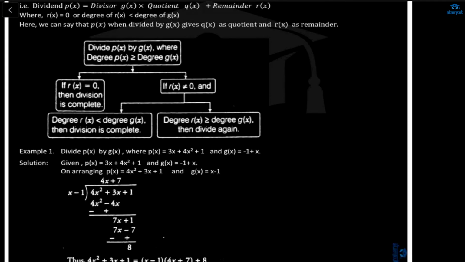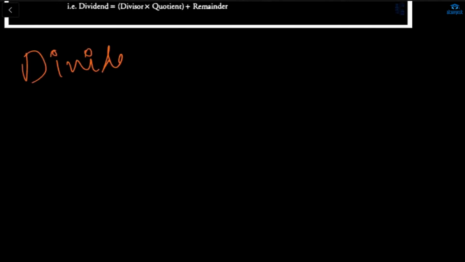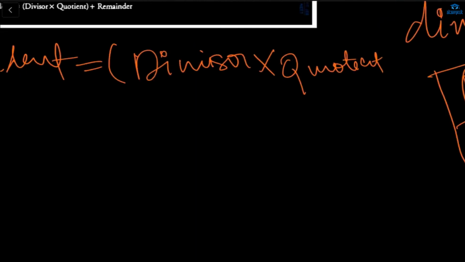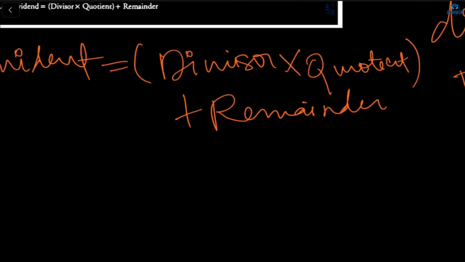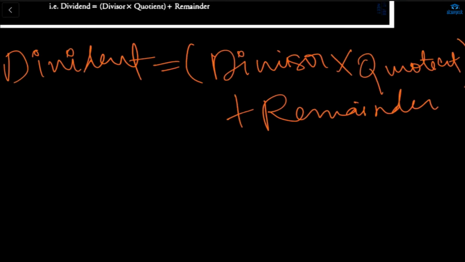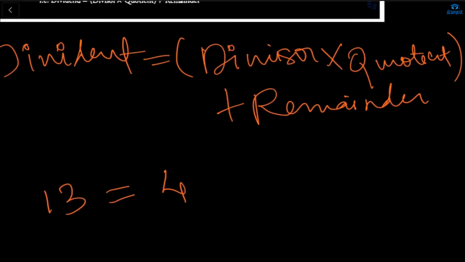Now it is very simple. The main things are like dividend. The same here: dividend is equal to divisor multiplied by quotient plus remainder. Whenever you divide a number, the number that you are dividing is the dividend. For example, I ask you to divide 13, so 13 is the dividend, and I ask you to divide it by 2. So 2 is the divisor.